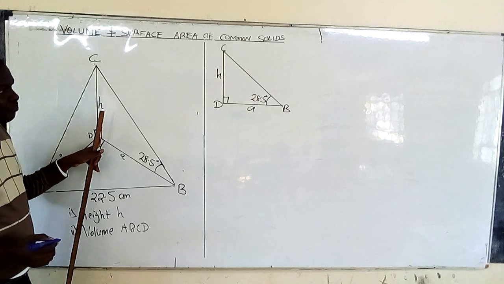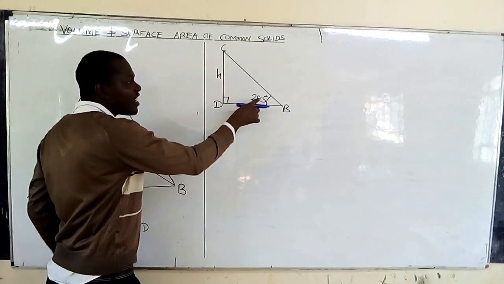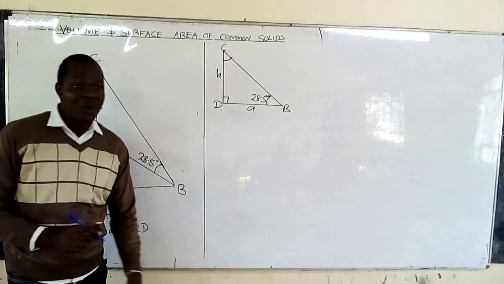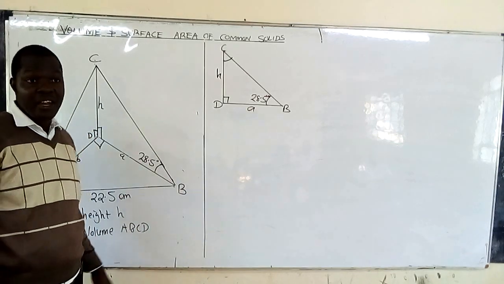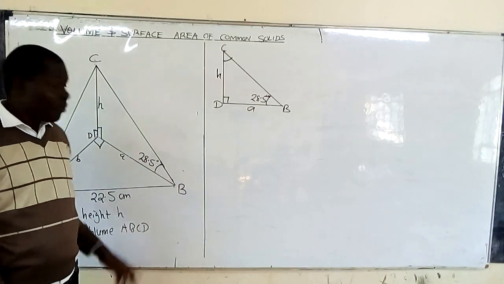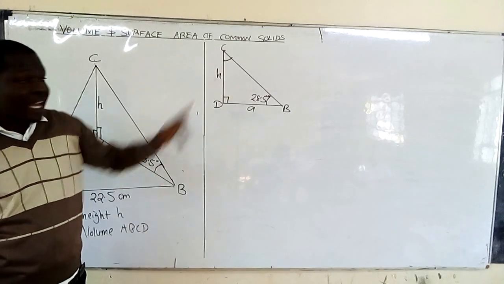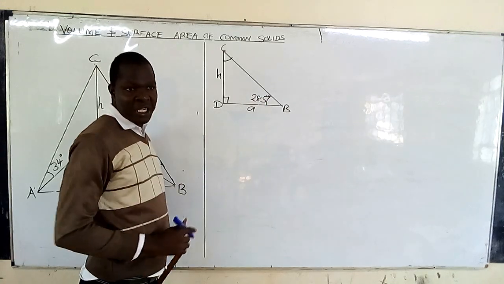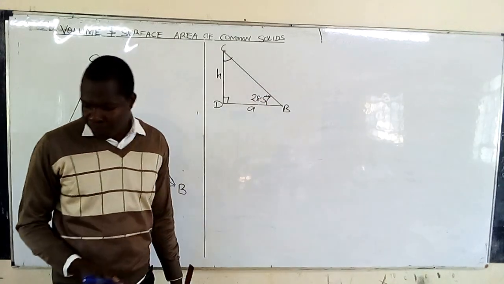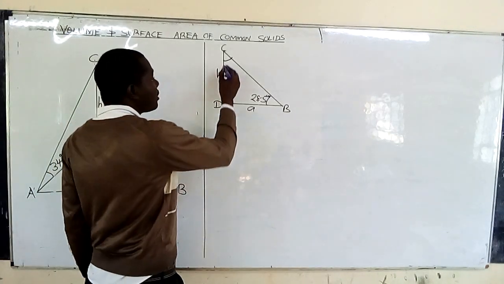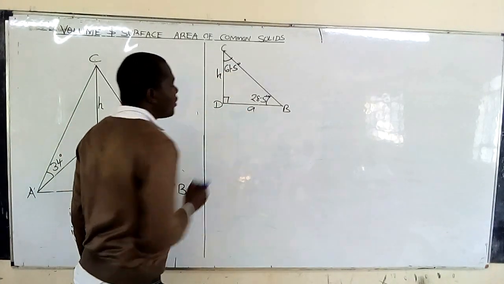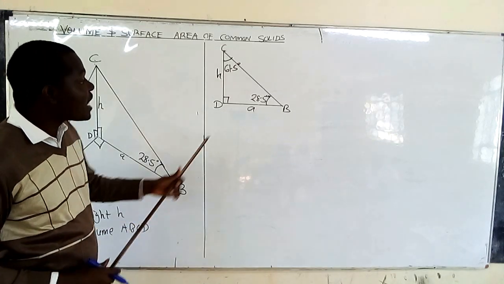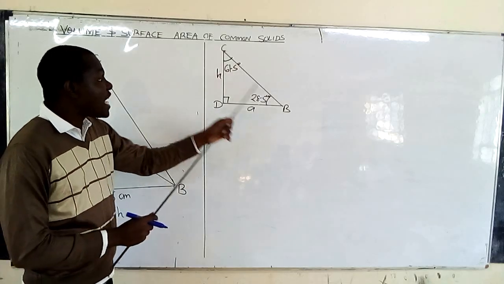Now, you look here. If here is 90 degrees and here is 28.5 degrees, then what is this angle? The sum of angles in a triangle adds up to 180, because we need to know A in order to look for the base area. So that angle is 180 minus 28.5 minus 90, and you get that angle to be 61.5 degrees.